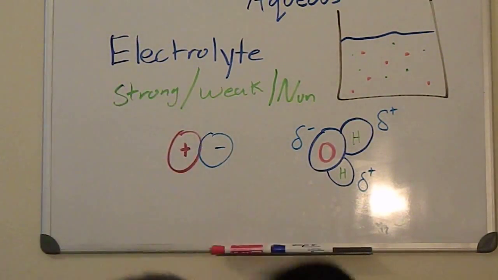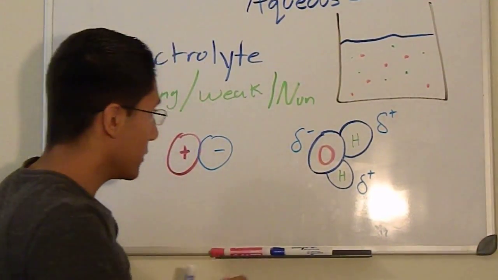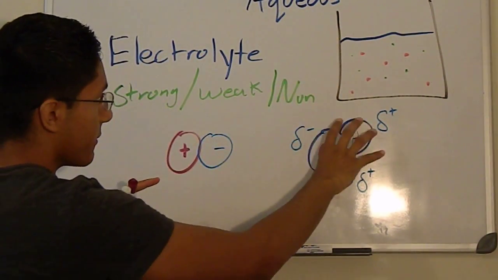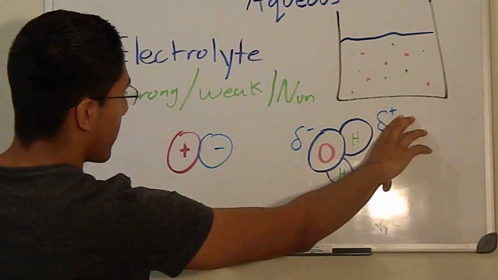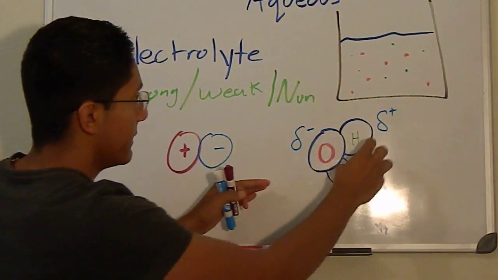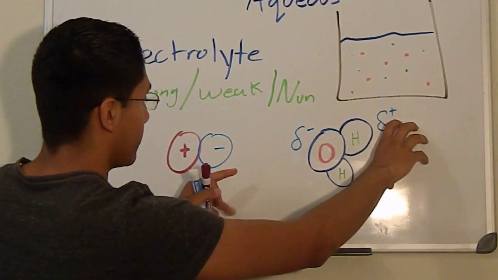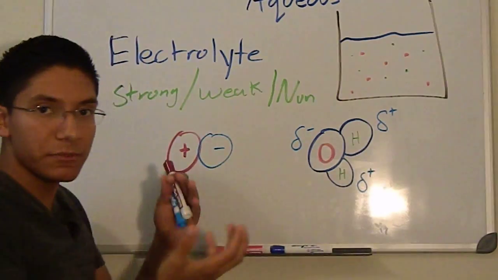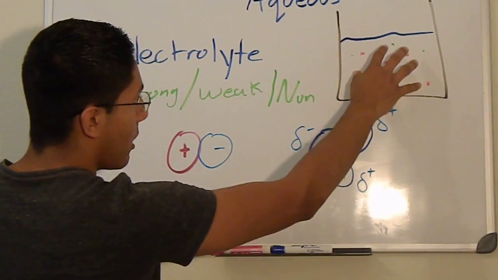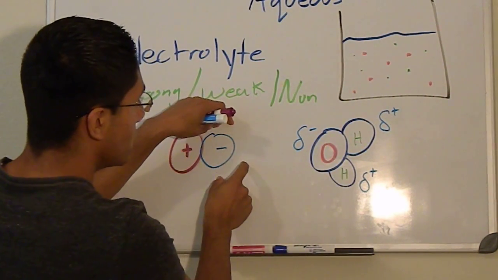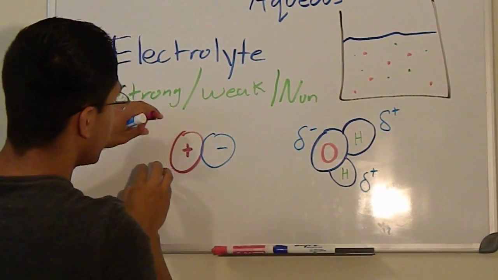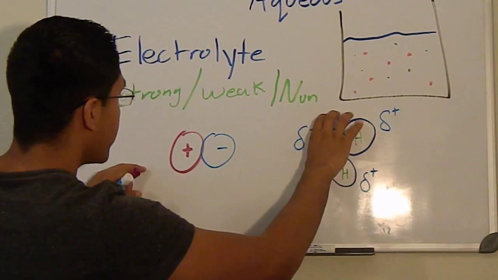Now, you must realize that this bond would be much stronger than this attraction. This positive to negative attraction will be stronger than the slightly positive to slightly negative attraction, which makes sense. But the fact is, there's a lot of water, so there's probably going to be 2 or 3 waters pulling this apart, and probably 3 on this side pulling this apart with the negative end attached to it.